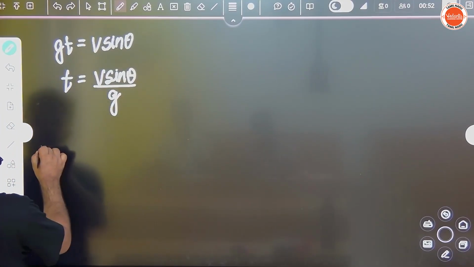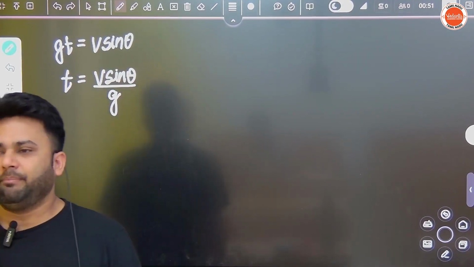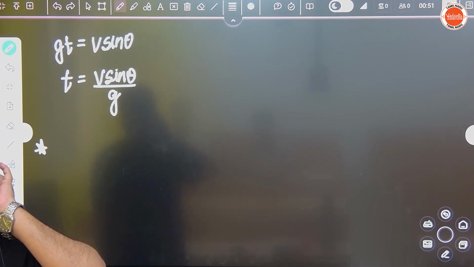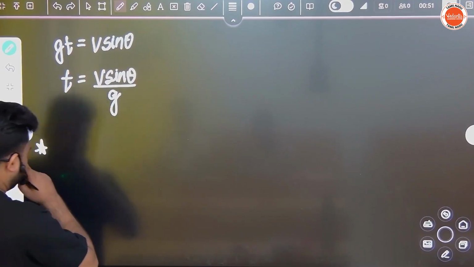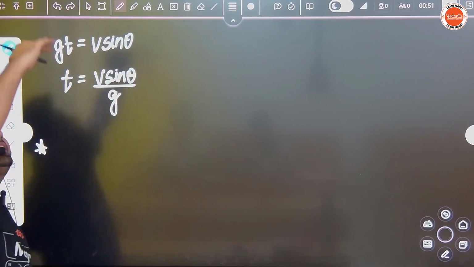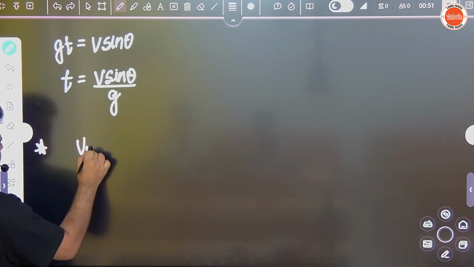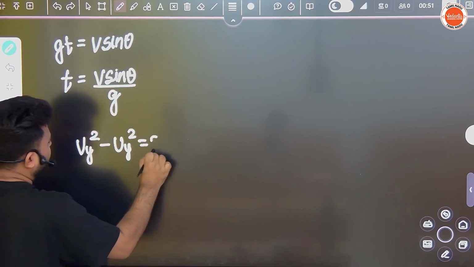Like someone asked another question. What is the maximum height reached by the ball? You remember this formula? H max. What is the maximum height reached by the ball? See, H max, we are talking about maximum height, means we are talking about y direction now. So again, if we write, final velocity in y direction, v square minus u square equals 2as.